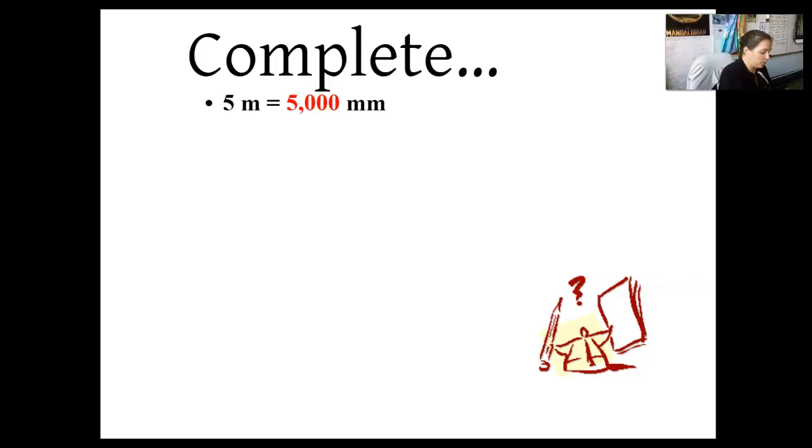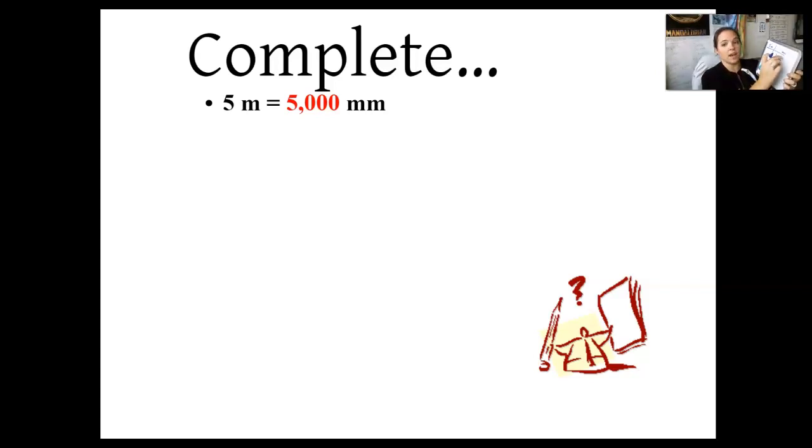We're going from meters to millimeters. So first thing I did, I plugged in my numbers. I'm going from 5 meters. I'm going to go to millimeters. Which one's the big one? Well, in this case, meters is the big one. So I'm going to put 1 right there.